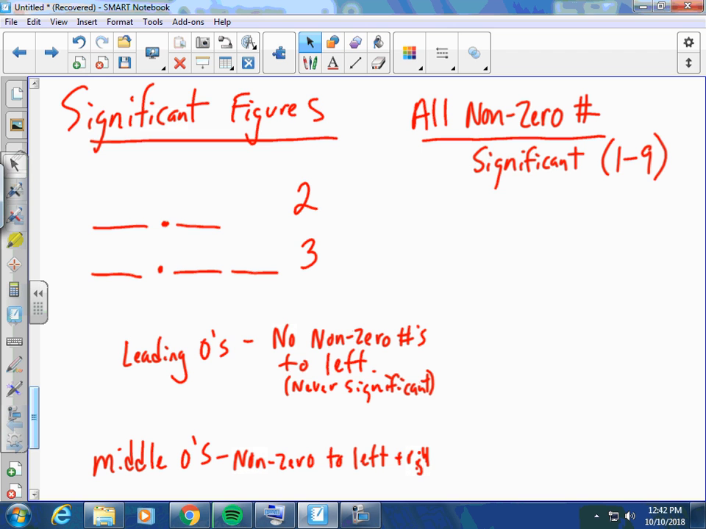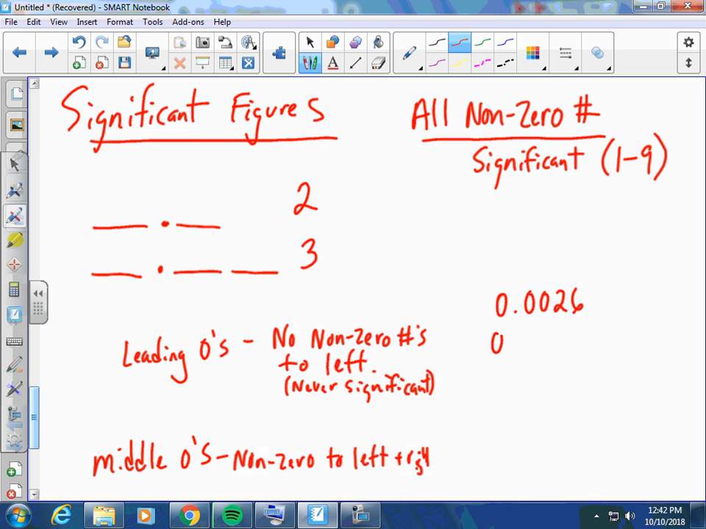Okay, so we have all non-zero numbers. If we see it in a measurement, 1, 2, 3, 4, 5, 6, 7, 8, 9, we count them as significant. Leading zeros, so what those look like are things like this. Okay, so if I look at the zeros, and by the way, all the zeros that are grouped together are the same kind of zeros.